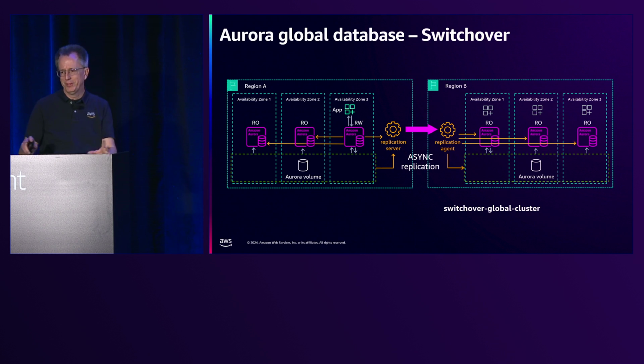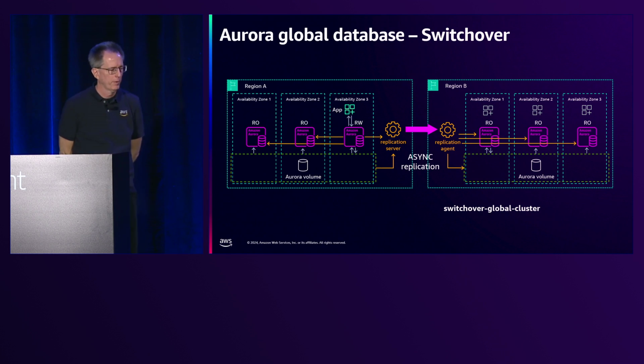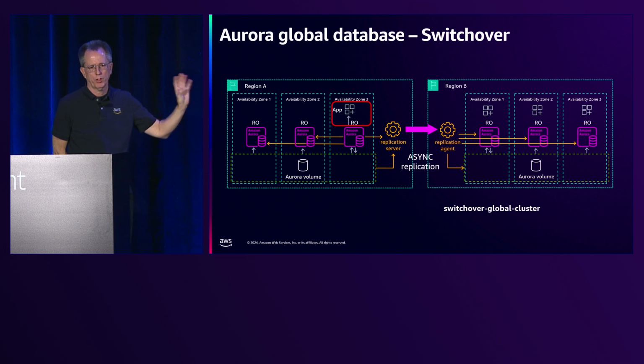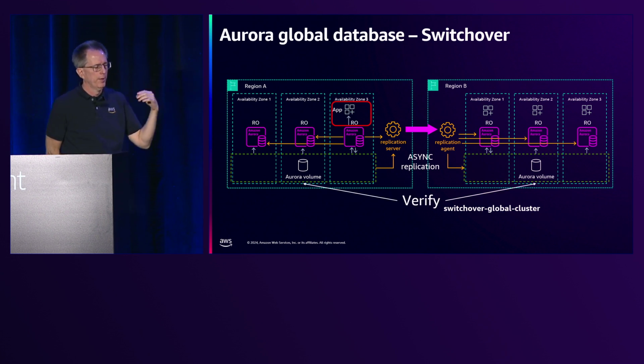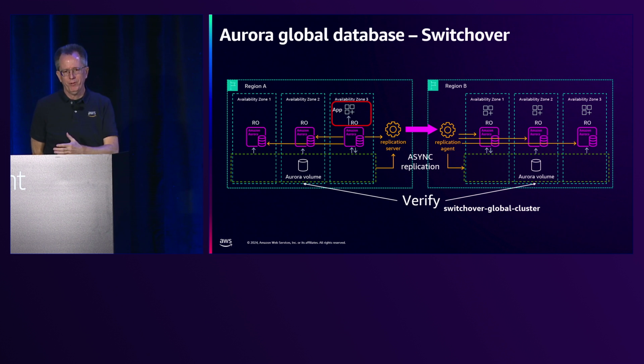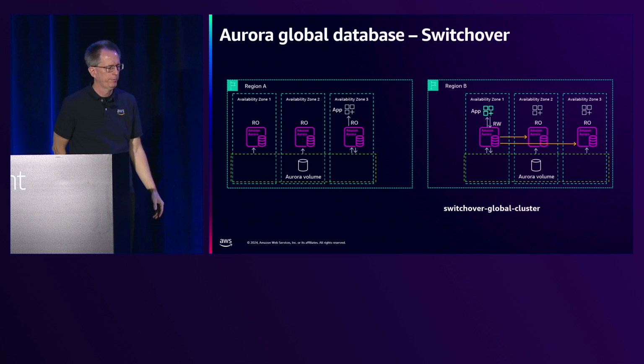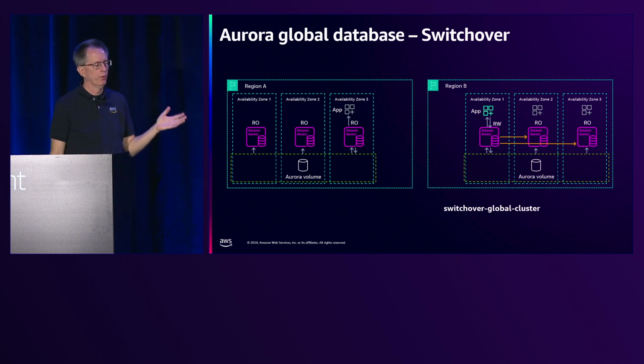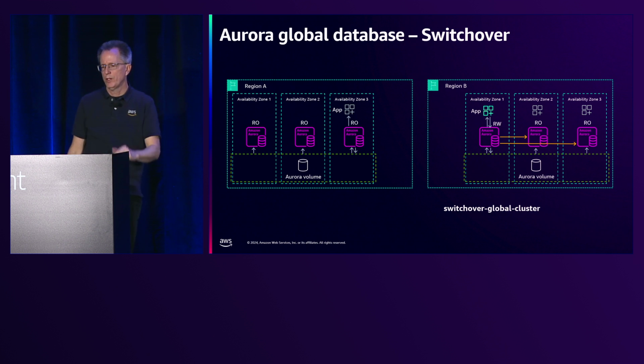Notice no data loss on the settings here. And what we're going to do is we're going to immediately make the read-write node read-only so that we stop taking any new transactions. Then we wait for the replication and we verify that all the data is in sync. So now these two regions are exactly the same. And then we promote region B. So you can see that region A is read-only, region B is read-write.